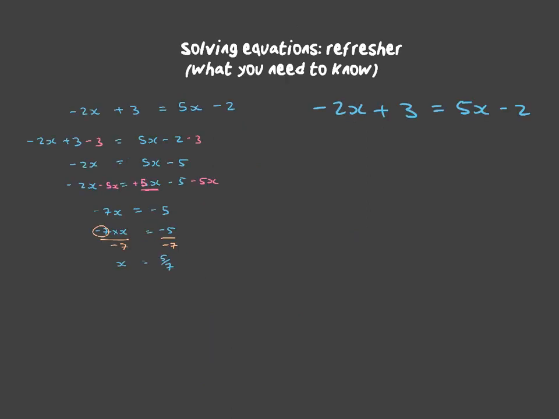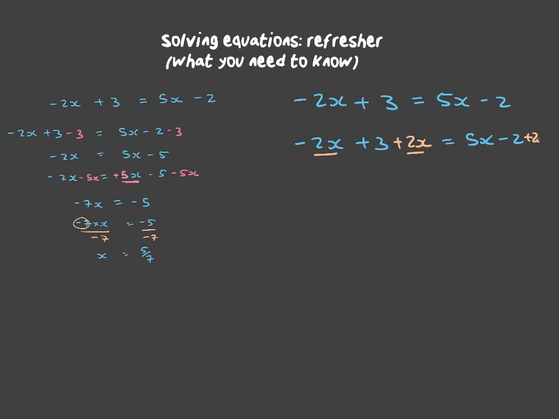But you could have also put all the x's on the right-hand side, right? So what you can do then is the first step is you would get rid of the negative 2x on the left-hand side. Okay, so how do I get rid of the negative 2x? I would add 2x. Okay, add 2x on both sides. So we've got 5x minus 2, and you add 2x on both sides.